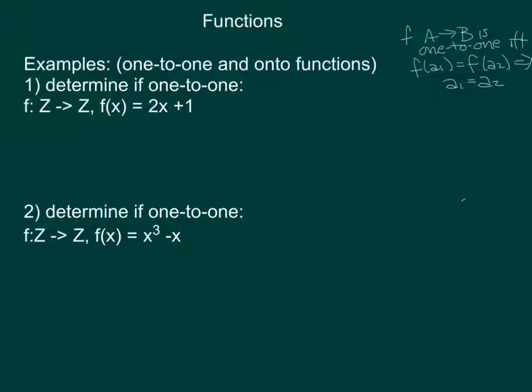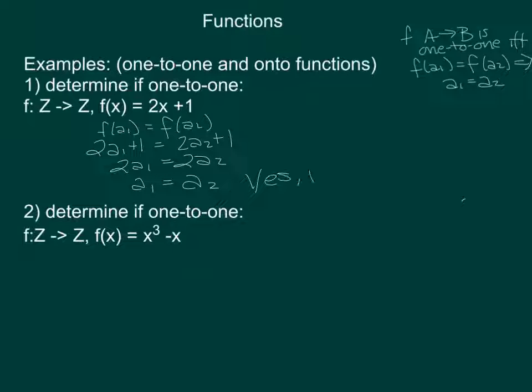So we'll do our first example. We're going to assume that f of a1 is equal to f of a2. So if we just plug a1 and a2 into our function, what we're saying is 2a1 plus 1 is equal to 2a2 plus 1. We subtract 1 from both sides. We divide both sides by 2, and we see that a1 must equal a2. So yes, it is one-to-one.